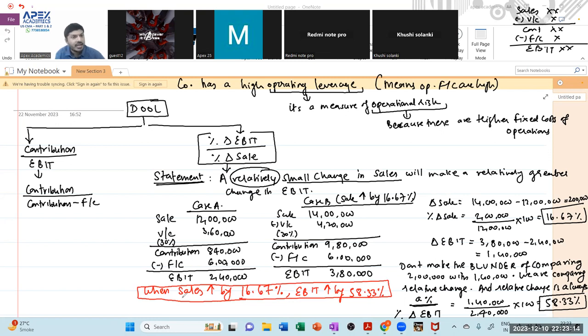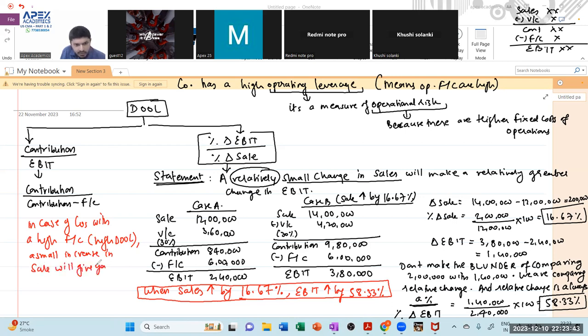Are you understanding? So in case of companies with a high fixed cost, that is a high degree of operating leverage, a small increase in sale will give you a relatively, this is a very important word, relatively very high increase in EBIT. Relatively very high increase in EBIT.